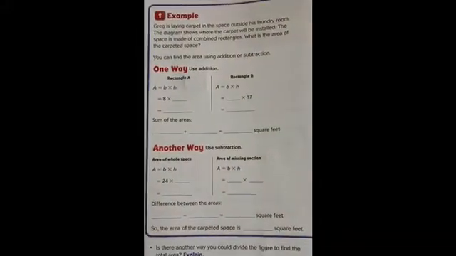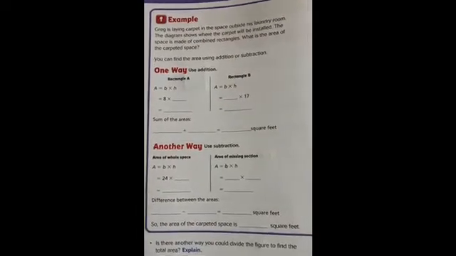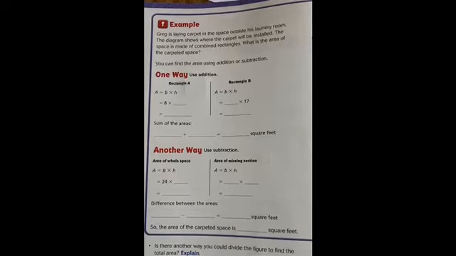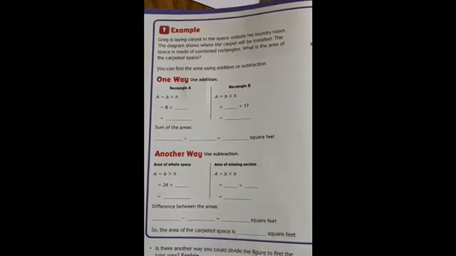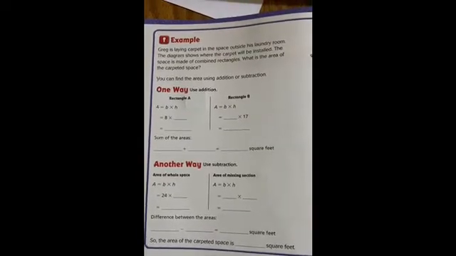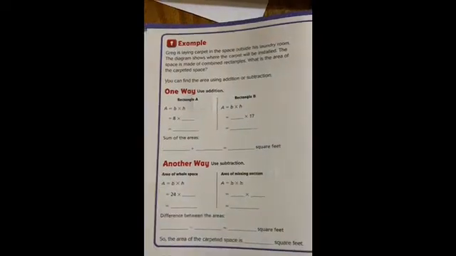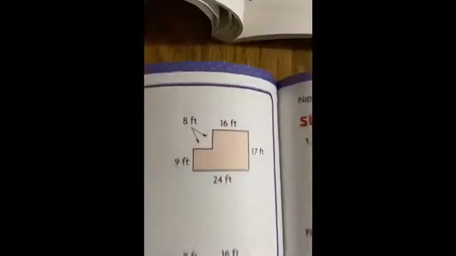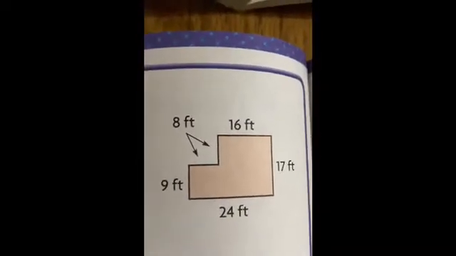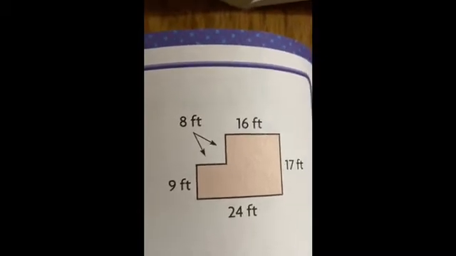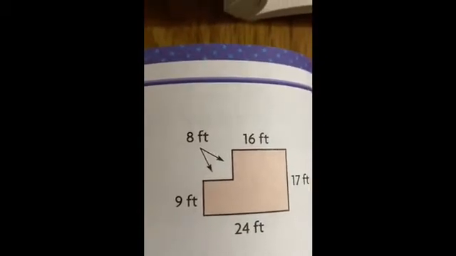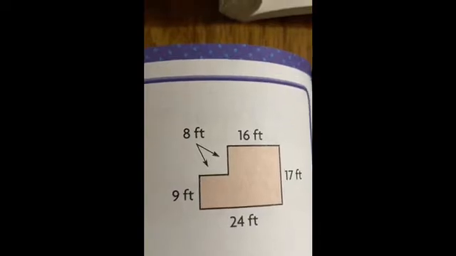So here's another example. Greg is laying carpet in the space outside his laundry room. The diagram shows where the carpet will be installed. The space is made of combined rectangles. What is the area of the carpeted space? So here is our diagram. We need to somehow make this 2 rectangles.